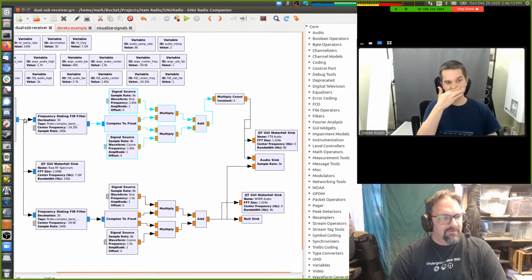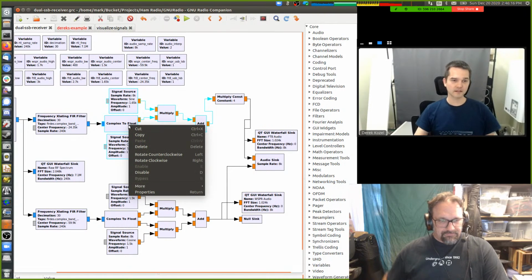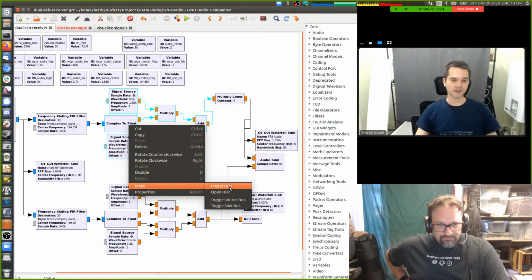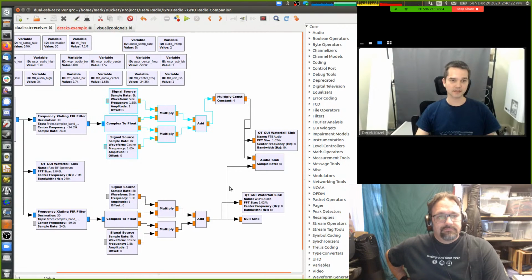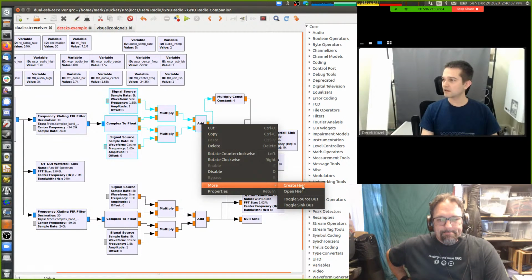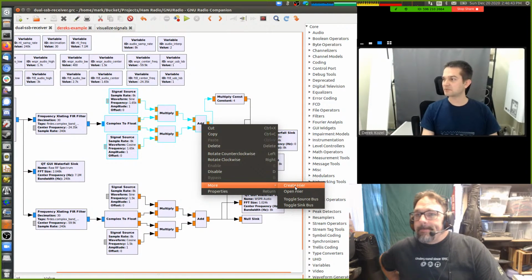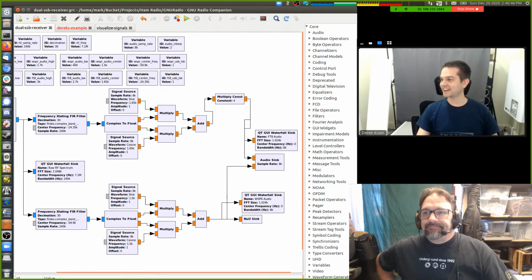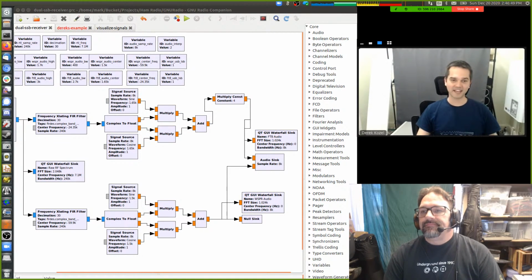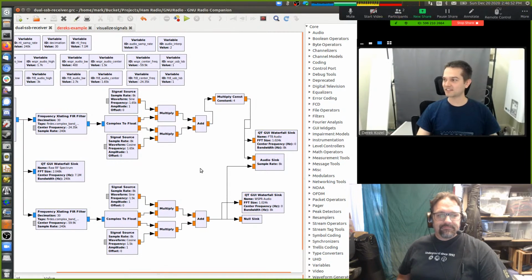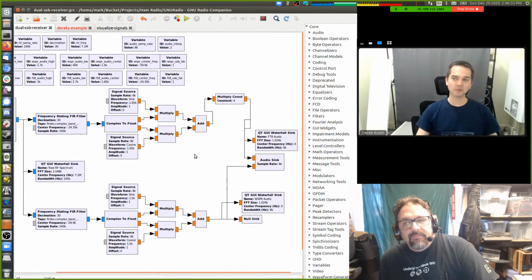Right click on one of those blocks. More, create hier. And now we'll see if it does anything. It doesn't appear to have. I don't know whether you need... I don't do this very often, but anyways, maybe this is a thing for another day. You can grab pad sinks and pad sources and stuff like that, and those become things. But yeah, we'll do it another day.